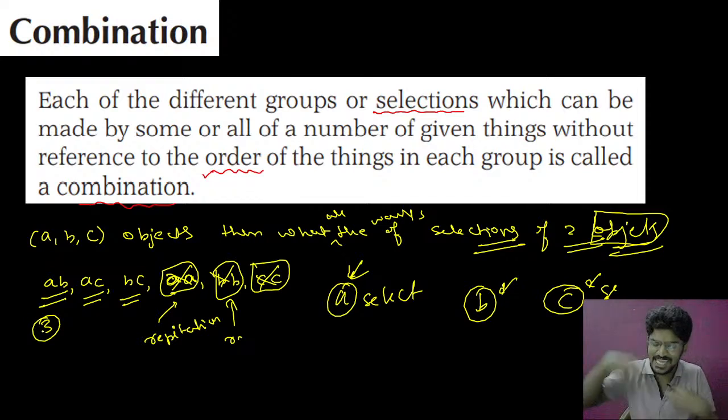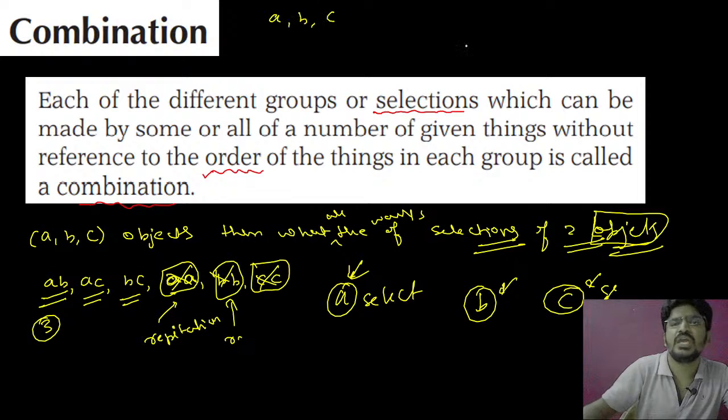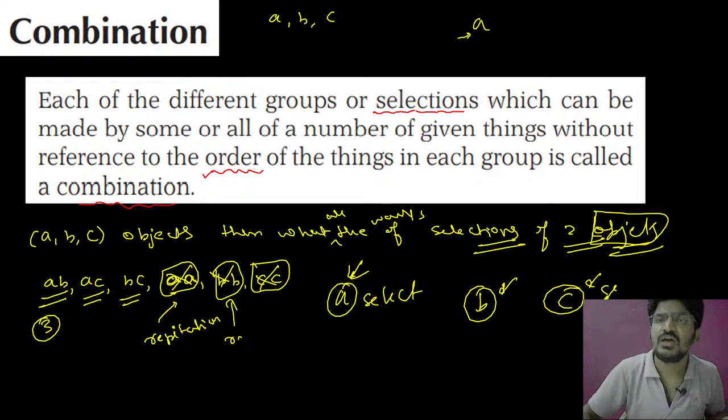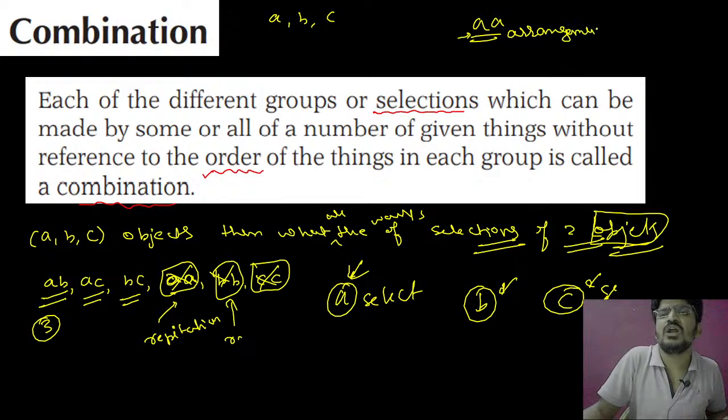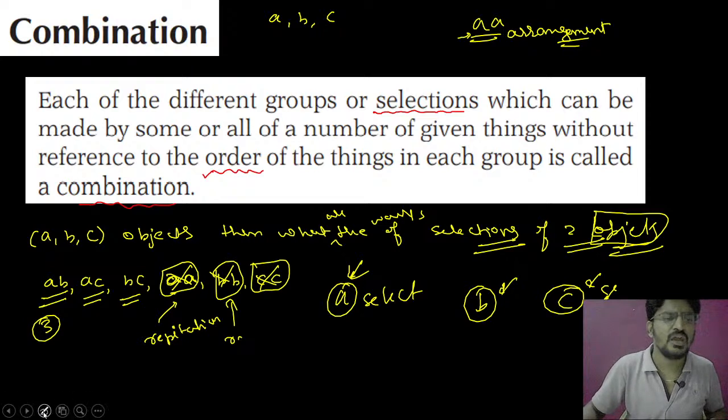So, my dear students, that is the difference between permutation and combination. Please understand here. Combination means selection. Out of these three, if I select A once, my work is over. I can't select A again. If you select A again, this is called arrangement, not selection. Here, selection means once you take it, that is over.